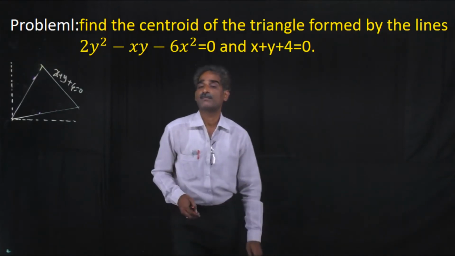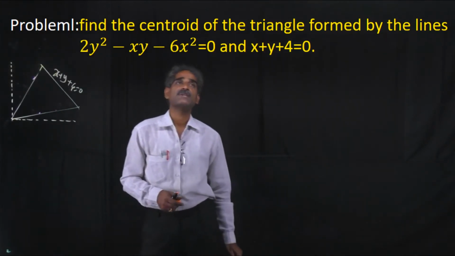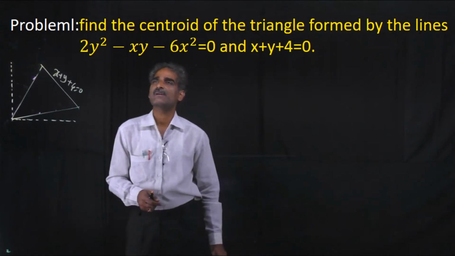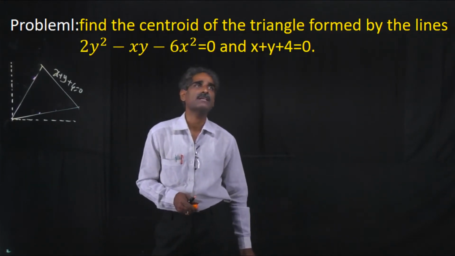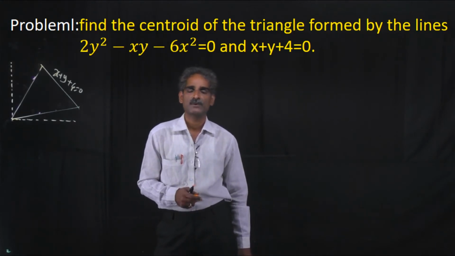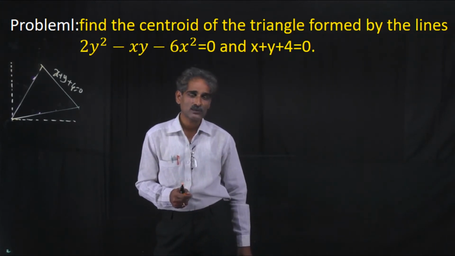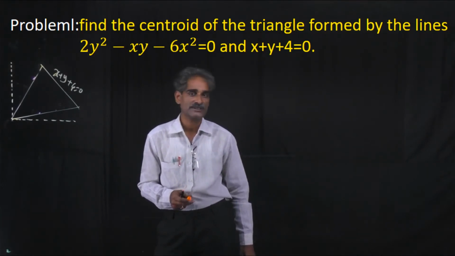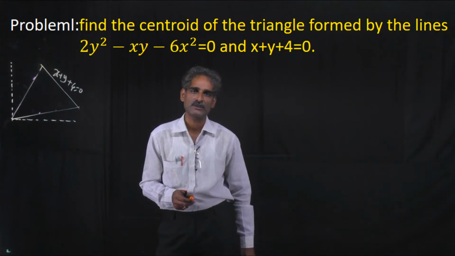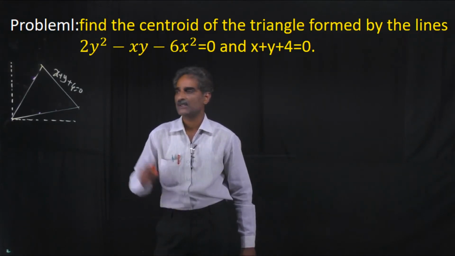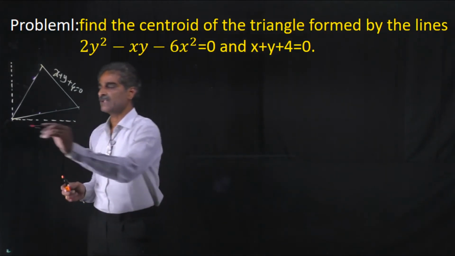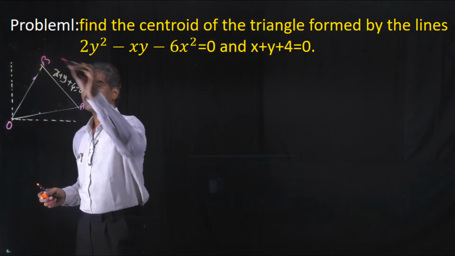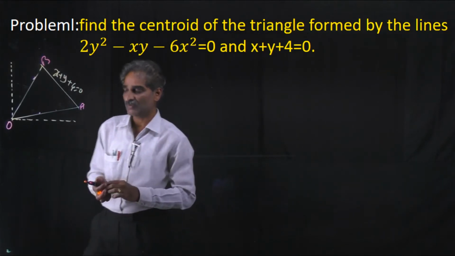See this problem. Find the centroid of the triangle formed by the lines 2y square minus xy minus 6x square equal to 0 and x plus y plus 4 equal to 0. Centroid. If you have coordinates of 3 vertices, we know the formula x1 plus x2 plus x3 by 3, y1 plus y2 plus y3 by 3. So we have to find out the vertices of the triangle. Suppose this is the triangle. Let us take O, A, B. So the given equations are, what about the given equations?